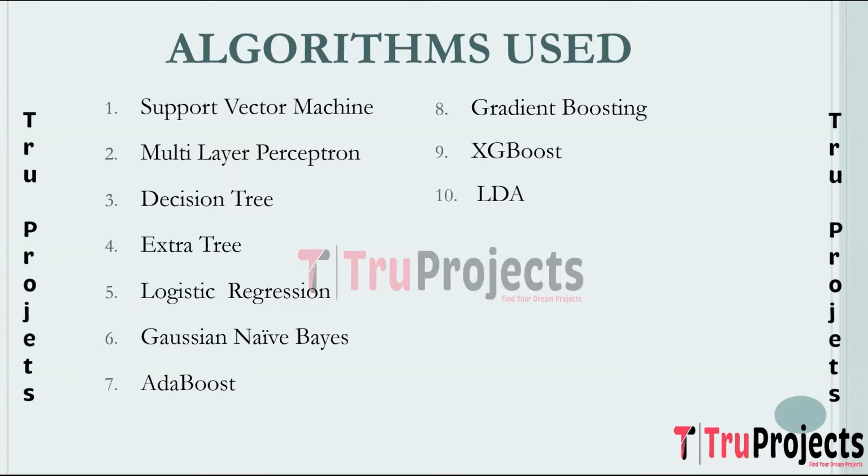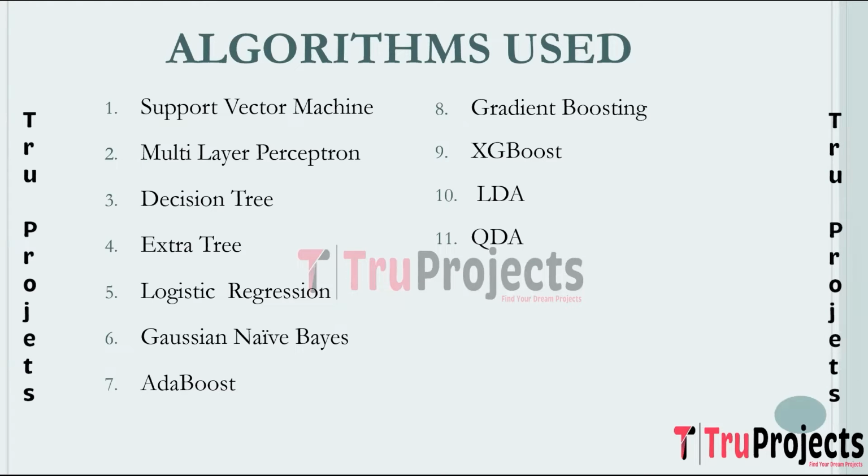The next algorithm is linear discriminant analysis, which is LDA. It is a dimensionality reduction technique and a classification algorithm that seeks to find the linear combinations of the features that best separate different classes in the data. LDA is used in the project for dimensionality reduction and feature extraction, particularly when dealing with multi-class classification tasks. It aims to maximize the separation between classes while minimizing intra-class variance, making it effective for classification.